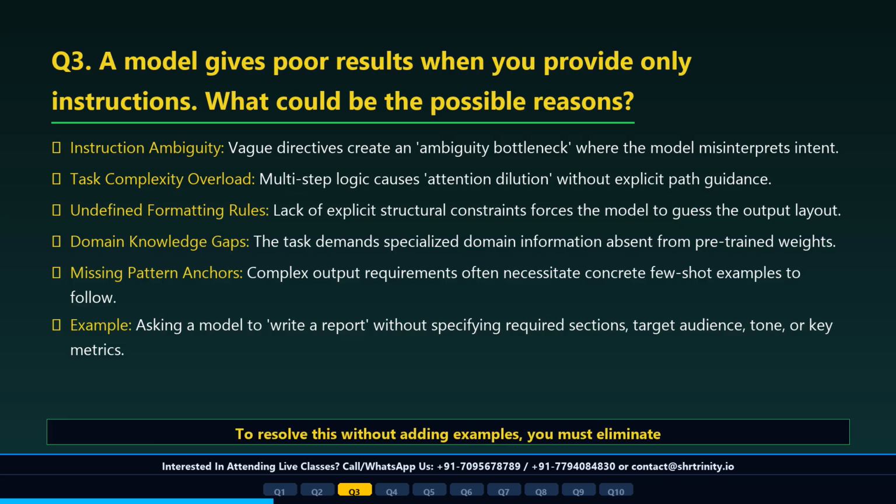To resolve this without adding examples, you must eliminate ambiguity by providing granular instructions, define the persona, detail every mandatory section heading, prescribe the tone, and outline negative constraints. If performance still fails after tightening instructions, that signals that the task has crossed the boundary where zero-shot is insufficient and requires few-shot examples or chain-of-thought prompting.